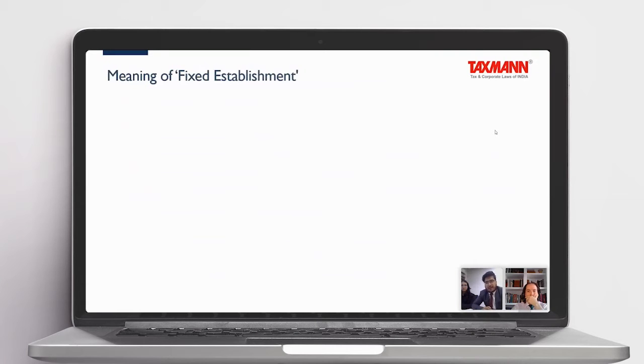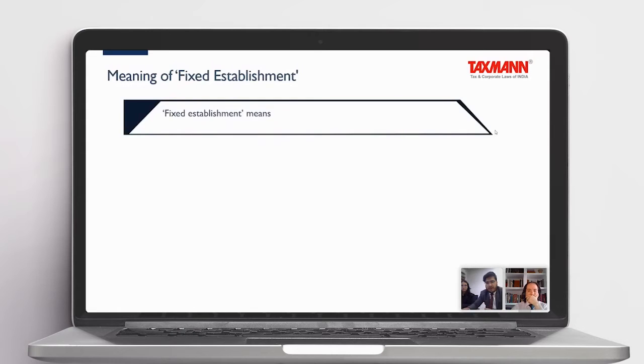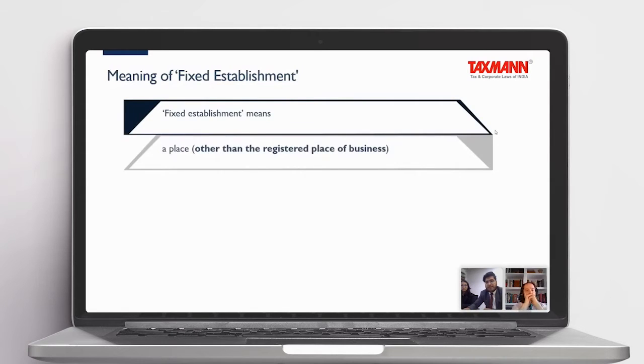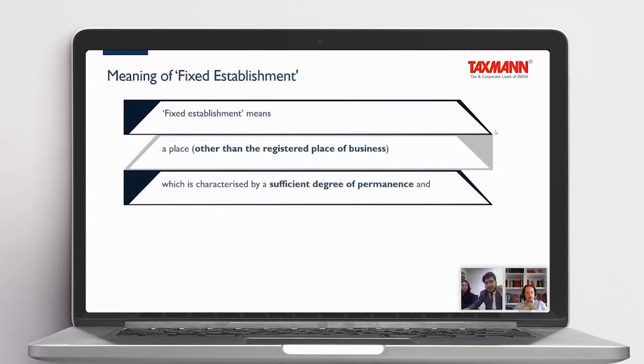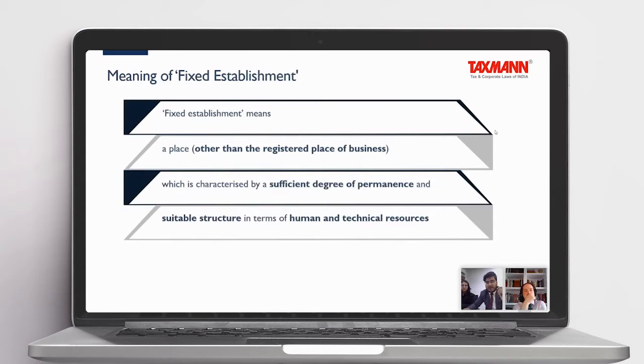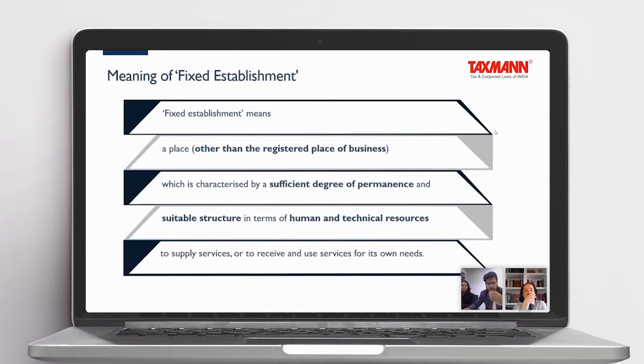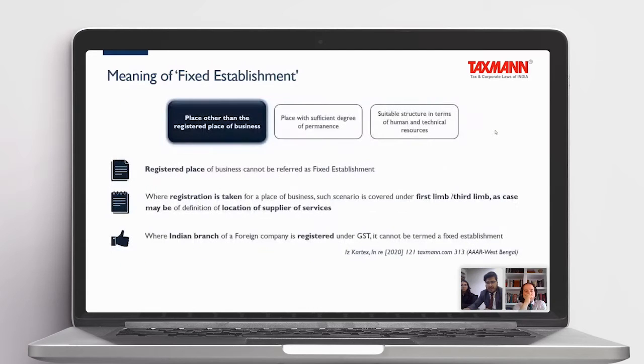So with this background, let us come on to the definition of fixed establishment. The law defines fixed establishment in an exhaustive manner. It provides that a fixed establishment is a place other than the registered place of business, which is characterized by a sufficient degree of permanence and suitable structure in terms of human and technical resources for providing these services, or in context of the recipient, for receiving or using these services for its own needs. So this definition has a few components. We'll discuss each of these components separately. First is a very easy part, that it's a place other than a registered place of business. So this place, the fixed establishment, cannot be a place where you have taken a registration. That would come under the first limb of the definition, right?